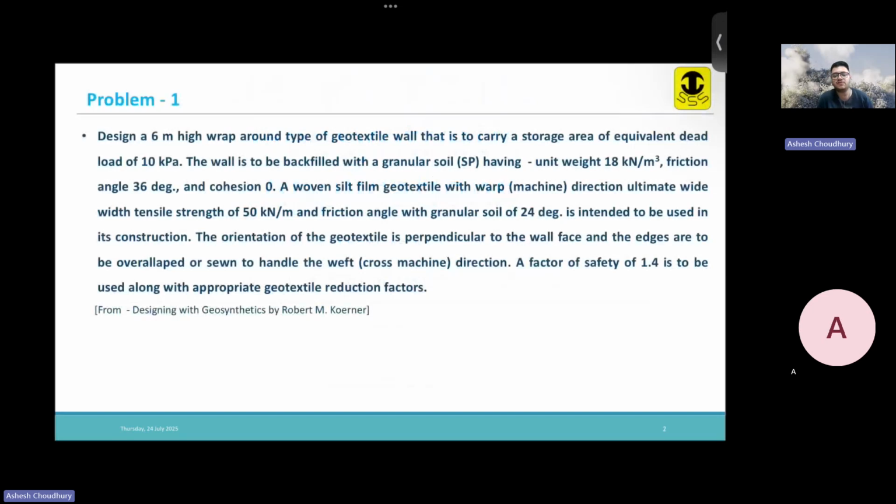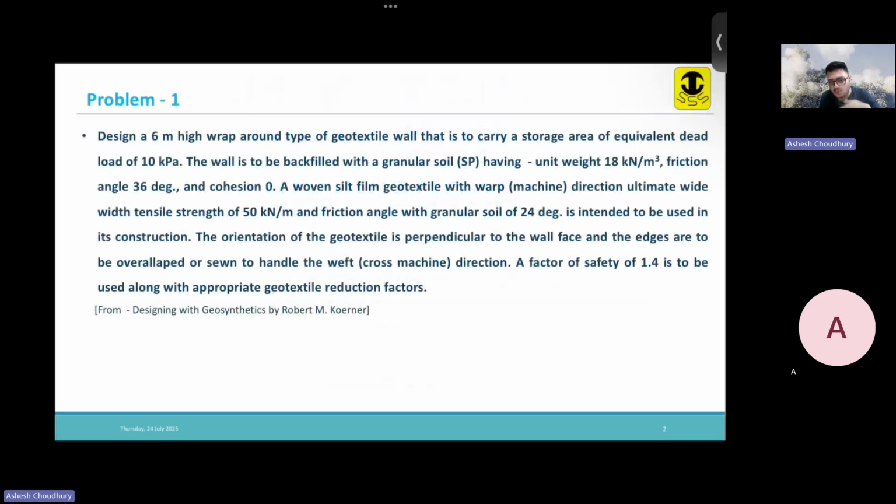Okay, so even the slit film geotextile has a warp direction and an ultimate strength. The warp direction is the machine direction. We have a machine where we do the weaving of the geotextile, and there are two directions. One is the direction in which the geotextile roll is being made, that is the warp direction or the machine direction. The other is the width direction, that is the cross machine direction.